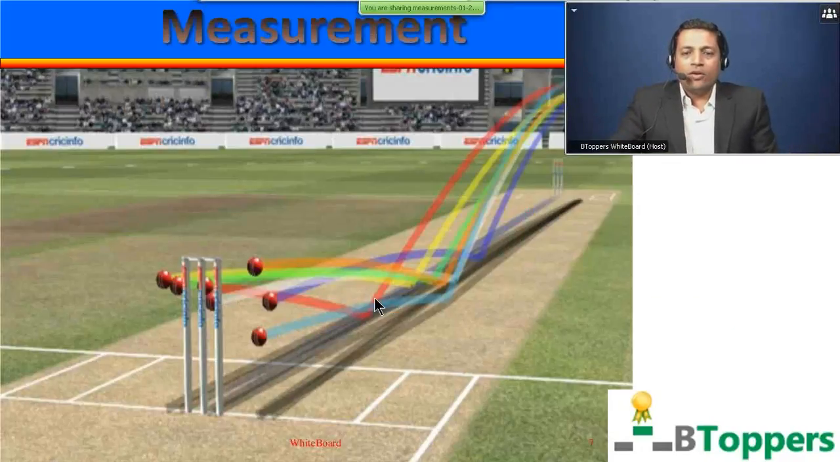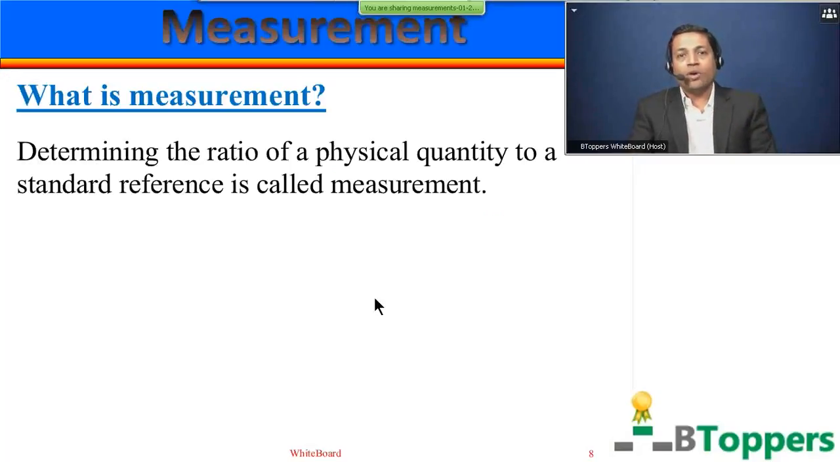Now, intuitively or from our day-to-day life experiences, we have an idea of what is meant by measurement because we are using measurement in day-to-day life activities. But once we try to analyze that conceptually or from the point of view of science, you need an exact definition for measurement. So what is measurement?